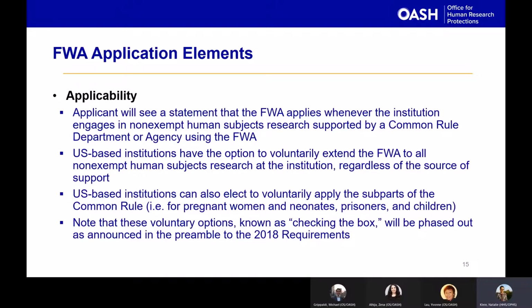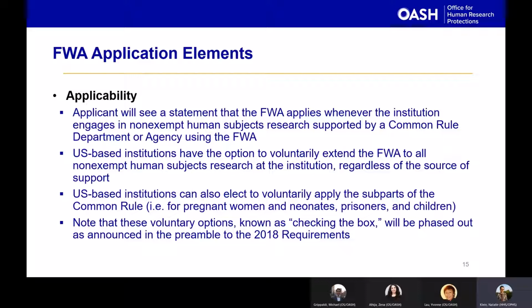The Applicability section informs institutions of their obligation when the FWA applies. It also allows institutions in the United States to voluntarily elect to extend the terms of the FWA or even the subparts of the Common Rule for special populations to the institution's research regardless of the source of support. This is what's commonly referred to as checking the box. When institutions check the box, they are voluntarily giving OHRP compliance authority over their research. Note that OHRP has no expectation that institutions make this selection. In fact, the preamble to the revised Common Rule already announced plans to eliminate this option, which will eventually be phased out.